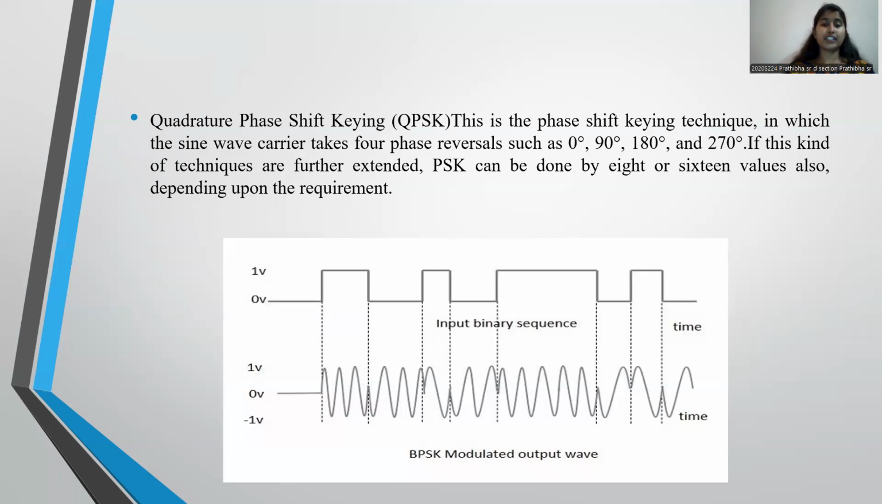Quadrature phase shift keying, QPSK, is the phase shift keying technique in which the sine wave carrier takes four phase reversals, such as 0 degree, 90 degree, 180 degree, and 270 degree. These techniques are further extended, and PSK can be done with 8 or 16 values also, depending upon the requirements. The waveforms of the BPSK or PSK modulated outputs are shown in the figure below.